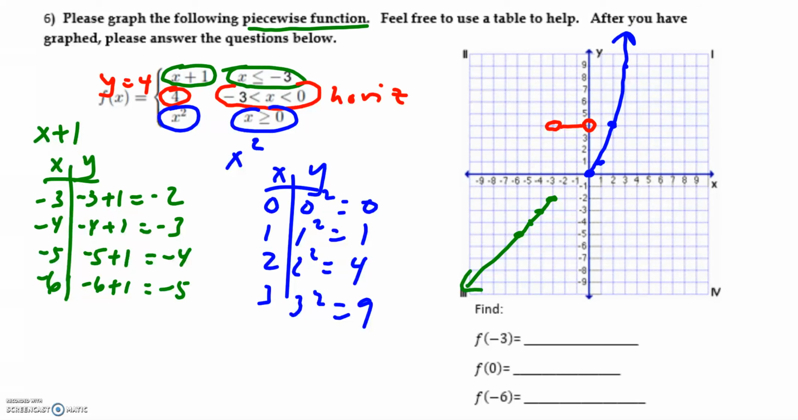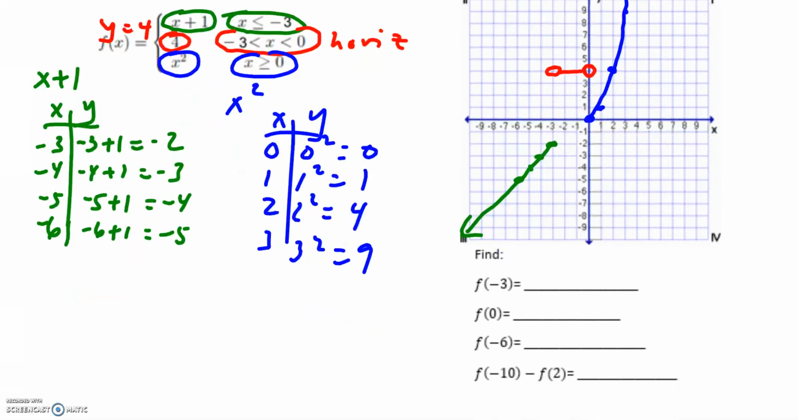And I want you to notice that wherever there is a hole, there is a value that actually exists. With that logic, let's look at f of negative 3. If I go over to x equals negative 3, the y value that is actually there is here at negative 2. So my answer is negative 2.